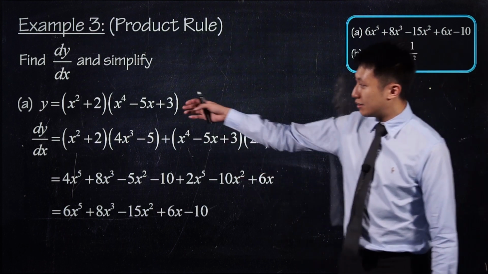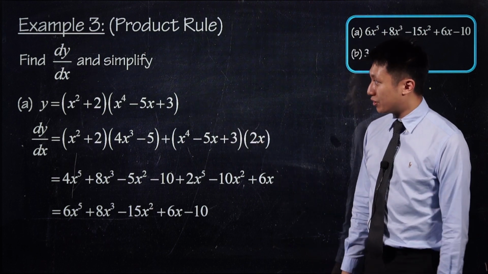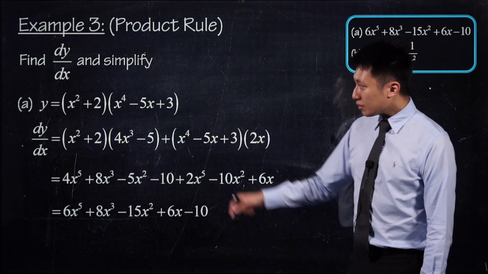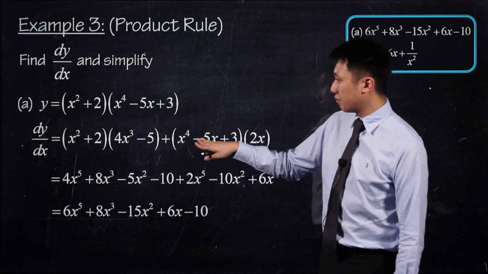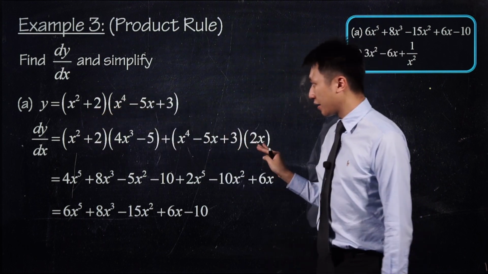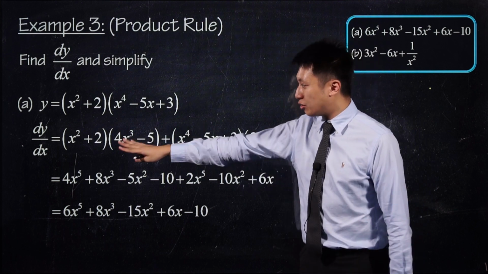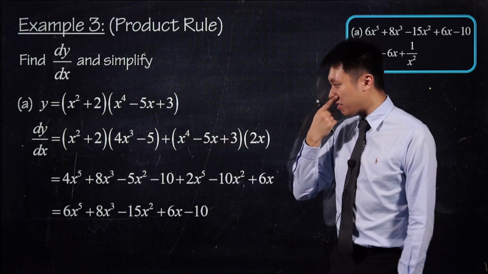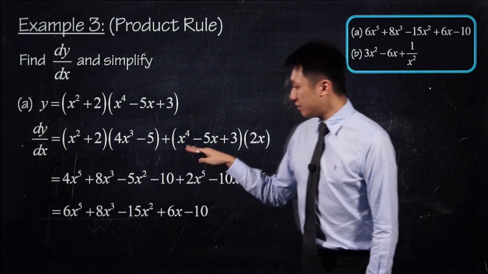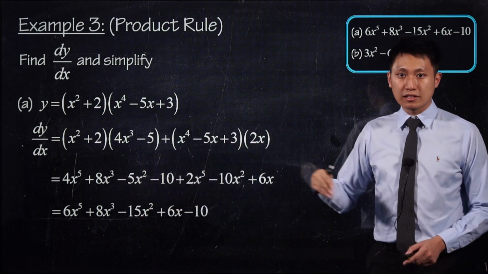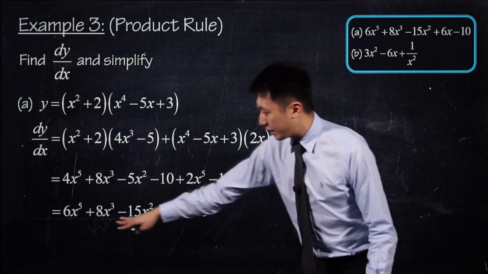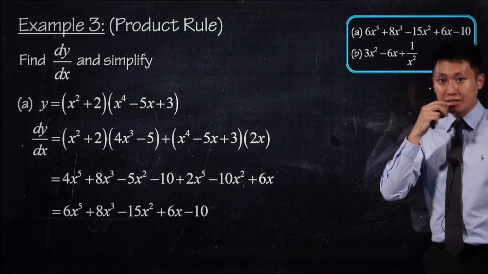Okay, so this will be the answers. I've shown you here already. dy/dx is u v prime plus v u prime. Then you multiply them, expand them, and collect the terms with the highest power first, then slowly decrease. Get this answer, which tallies with this.